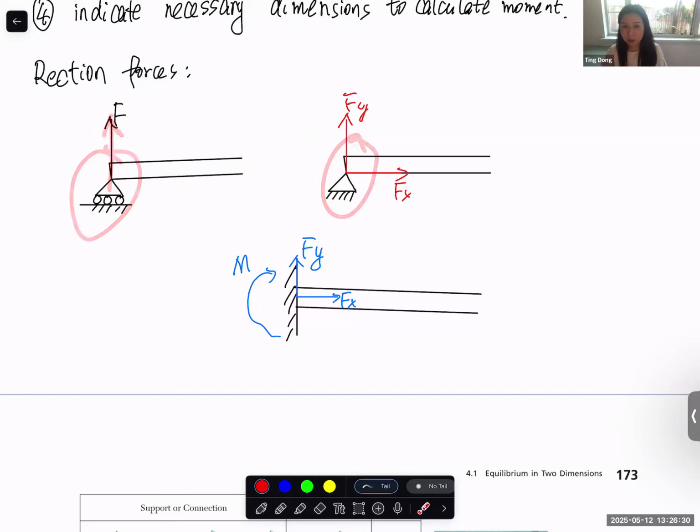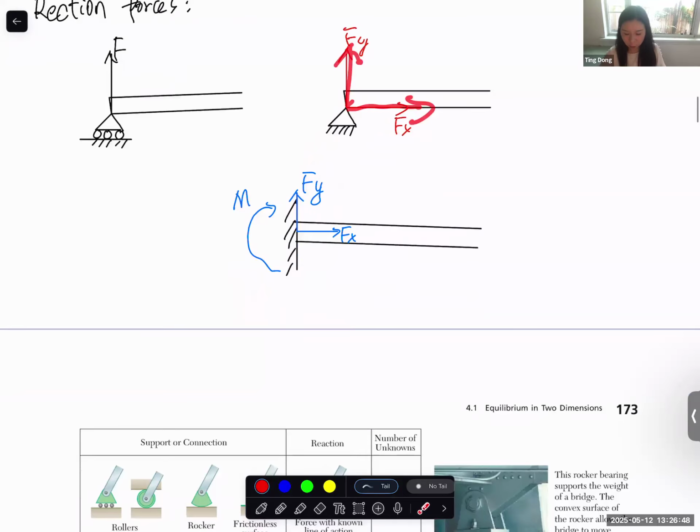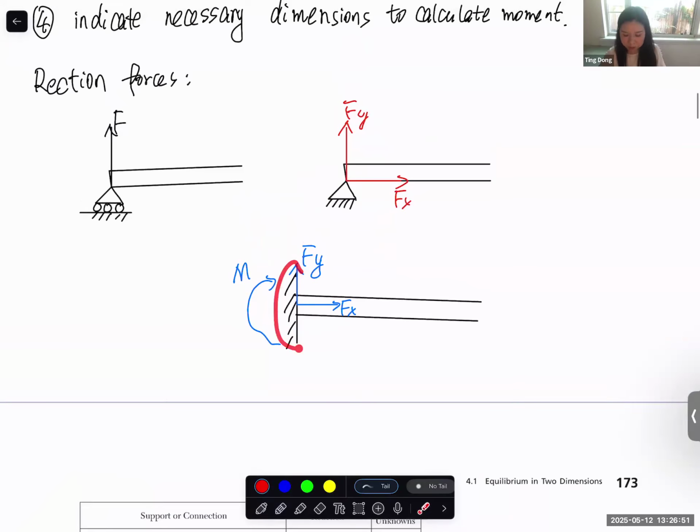For the pin joint, it means that it's free to rotate, but it's not allowed to move in the x direction or the y direction. So to constrain these two displacements, it needs to provide a reaction force in the x direction and a reaction force in the y direction. And the last one, when it's clamped, it cannot move in the x direction, cannot move in the y direction, and cannot rotate. The pin joint can rotate; this one cannot rotate. So the additional reaction is the reaction bending moment.